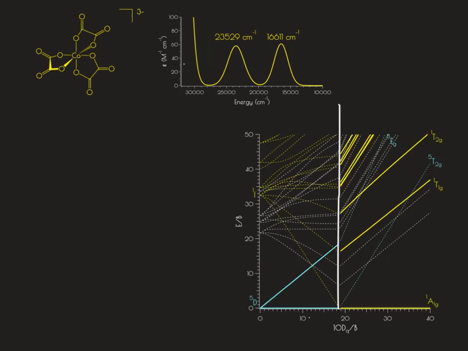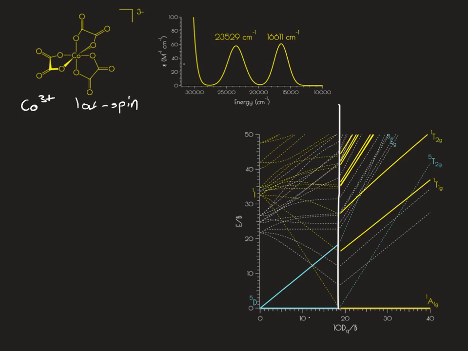I've gone through and expanded the d6 Tanabe-Sugano diagram so that we can focus in on the low energy transitions. So going through, the first thing we have to decide is which side of the Tanabe-Sugano diagram we want to start working with, the high spin side or the low spin side. We know that this is a cobalt 3+ species, and we know that cobalt 3+ is typically low spin.